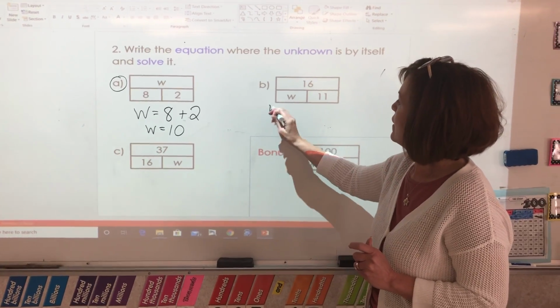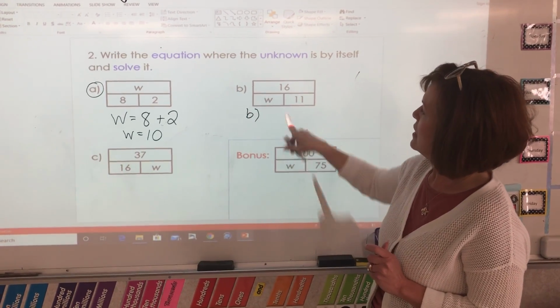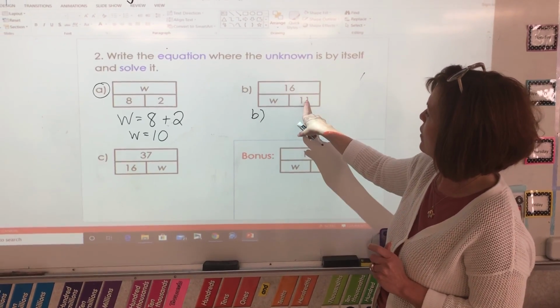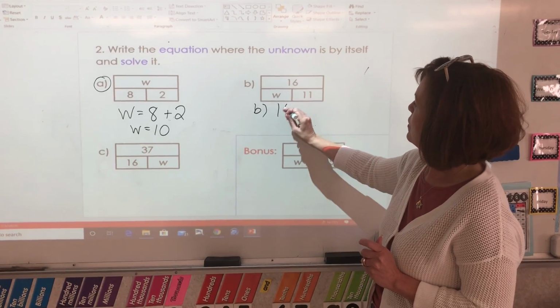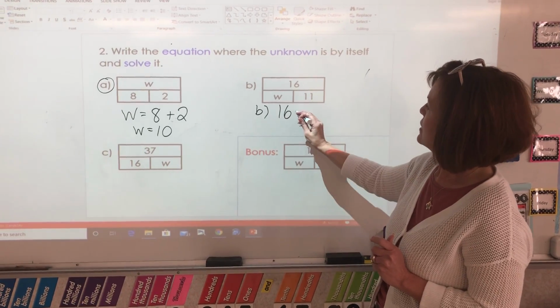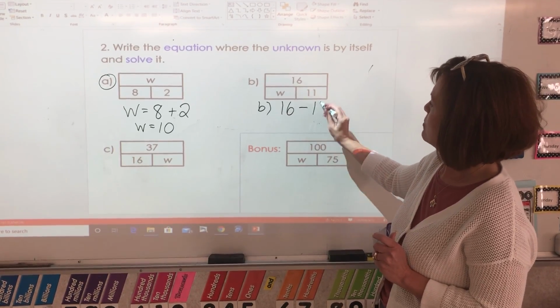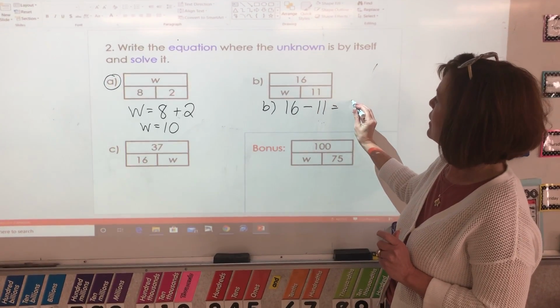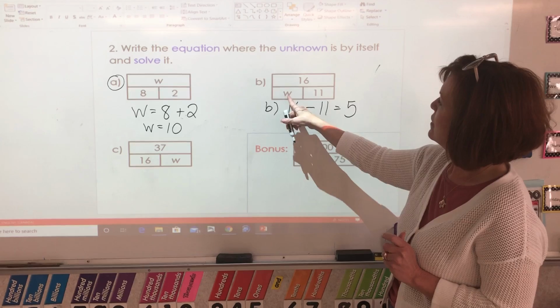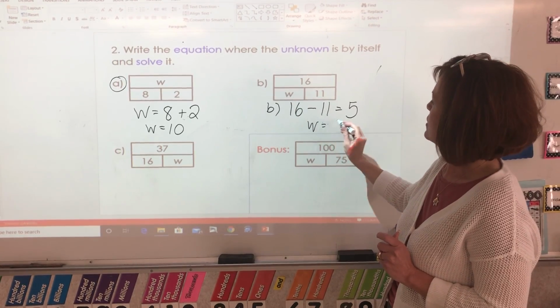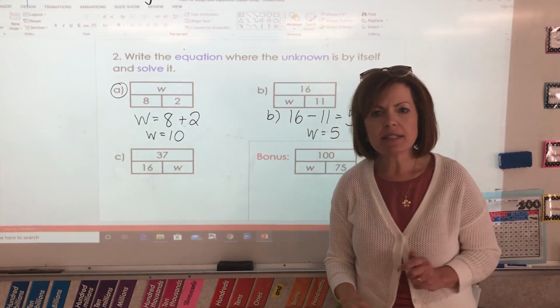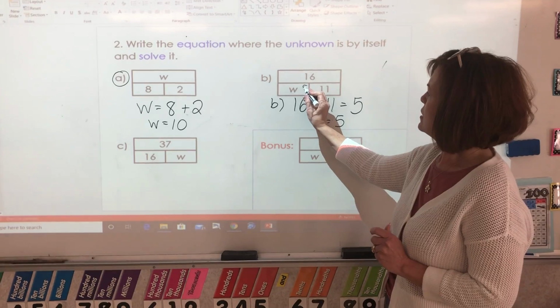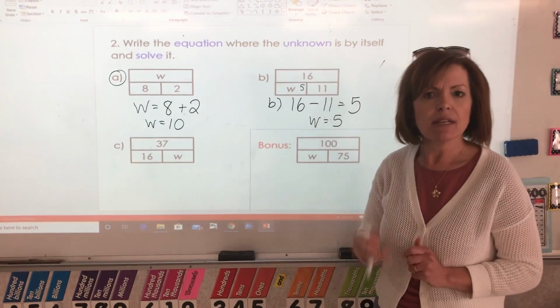In B, I've got a total of 16. I'm missing one small number and I've got 11. I'm going to take my total, in this case, and subtract one of my small numbers in order to find the other small missing number, and that is 5. W equals 5. And always check that it makes sense. Does 5 plus 11 equal 16? Yes, it does. It makes sense.